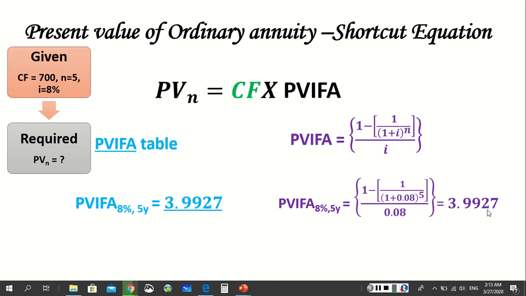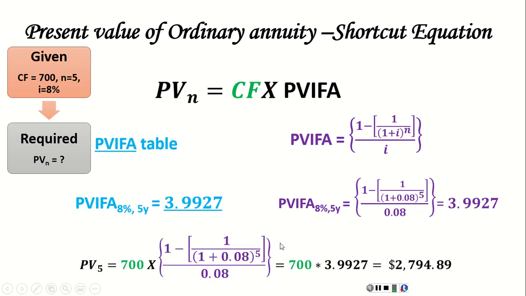We can multiply this factor by the one equal periodical cash flow, which is 700, so that we can apply the standard equation. Multiply the one equal periodical cash flow, which is 700, paid by Mr. Ahmed annually, by the present value interest factor for annuity, which is 3.9927, and we will get $2,794.